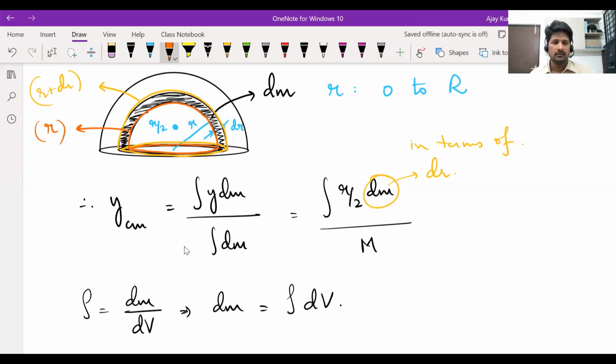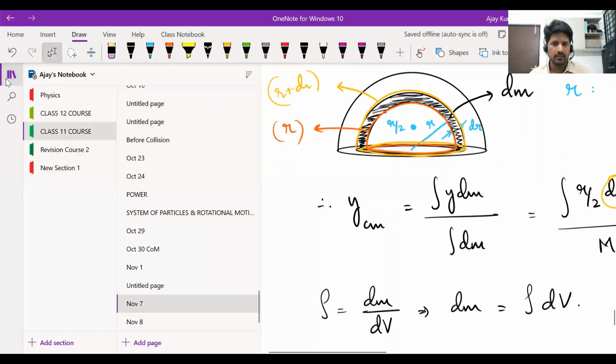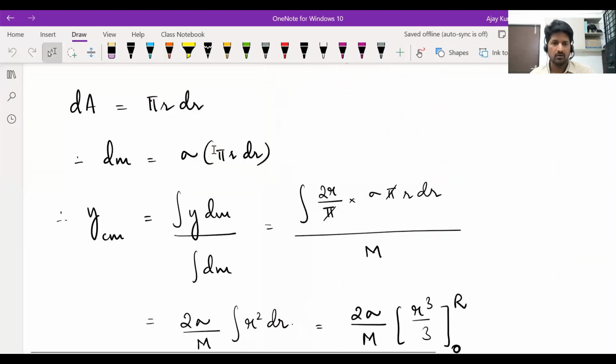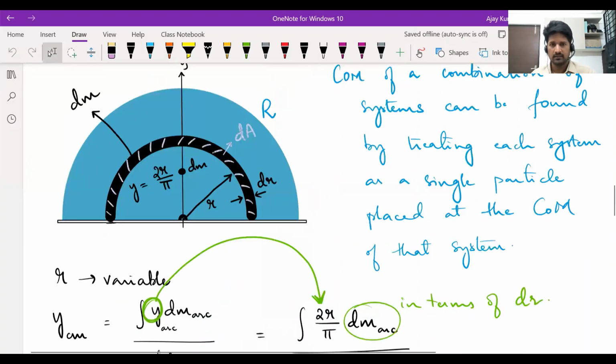You can easily write their volumes and subtract. Okay, but yesterday, or last class, when we derived the position of center of mass of a semicircular disk, think of what we did. We considered the semicircular disk as a collection of rings, thick rings or wide rings.